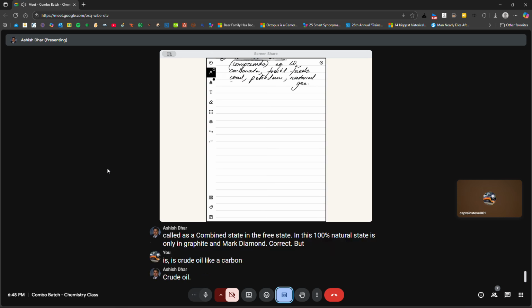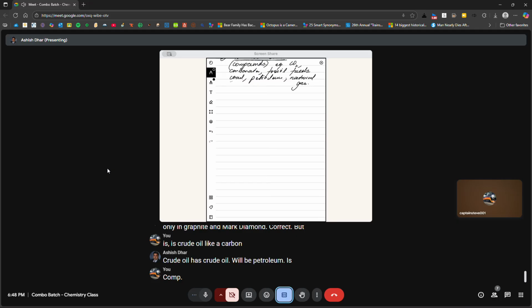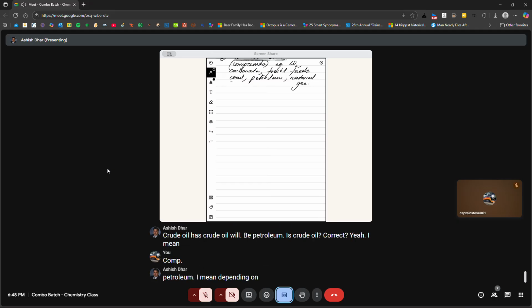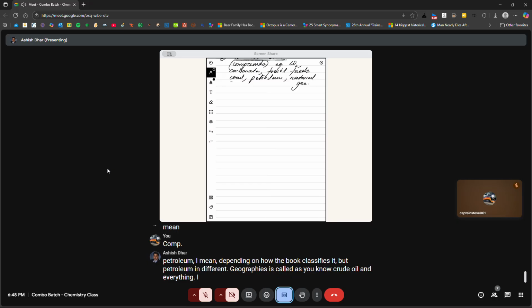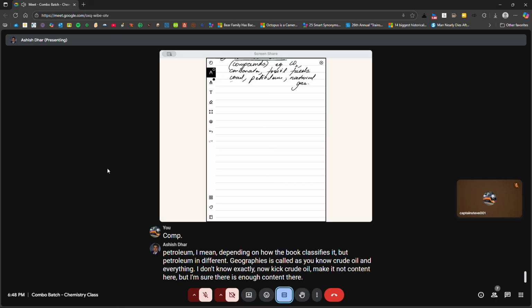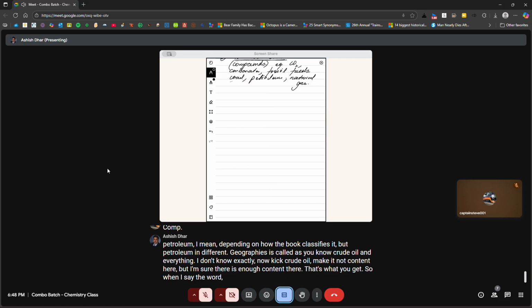Crude oil, yes, carbon, crude oil, petroleum is crude oil, correct. Depending on how the book classifies it, petroleum in different geographies is called crude oil. I don't know exactly how much carbon content there is in crude oil, but I'm sure there is enough. That's what you get. So when I say the word petroleum, it's actually that.